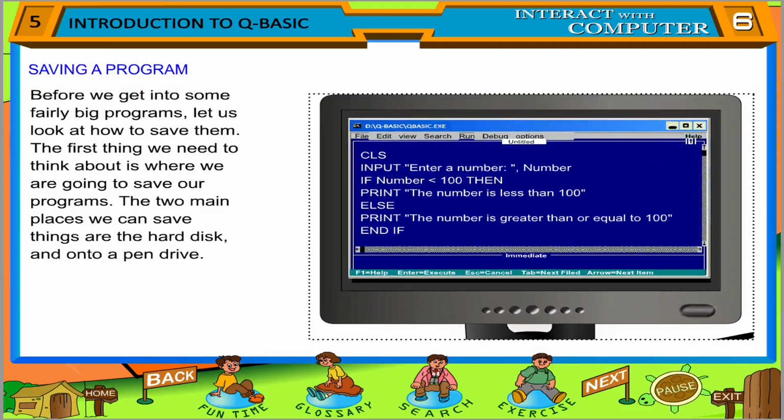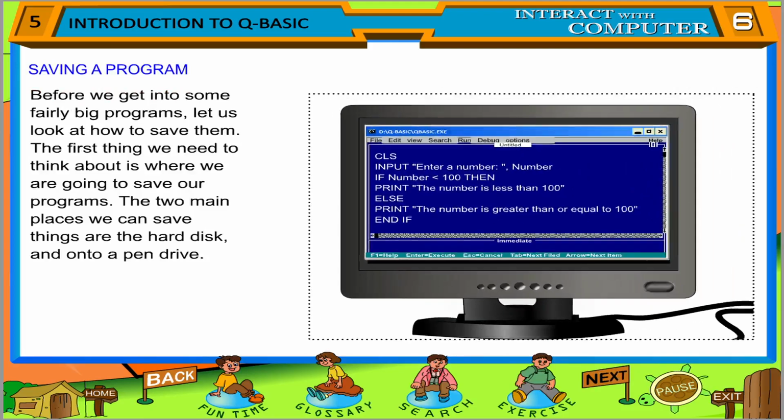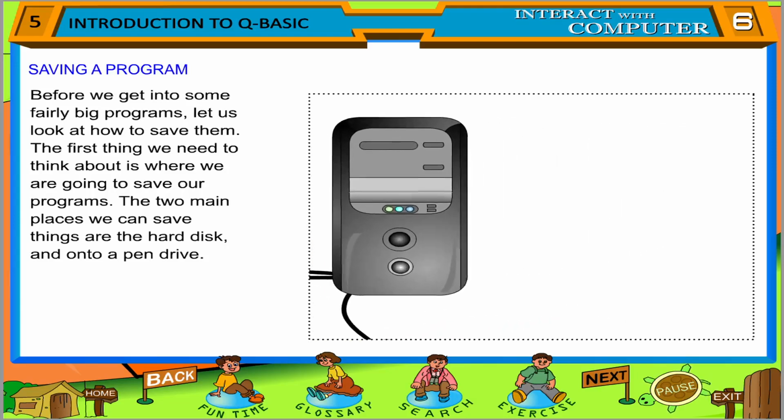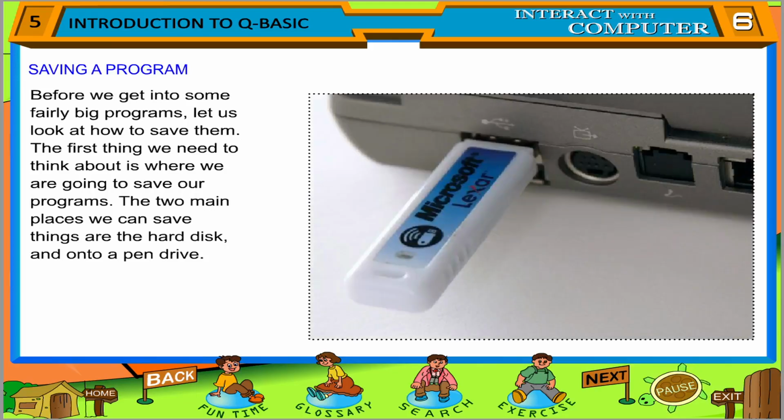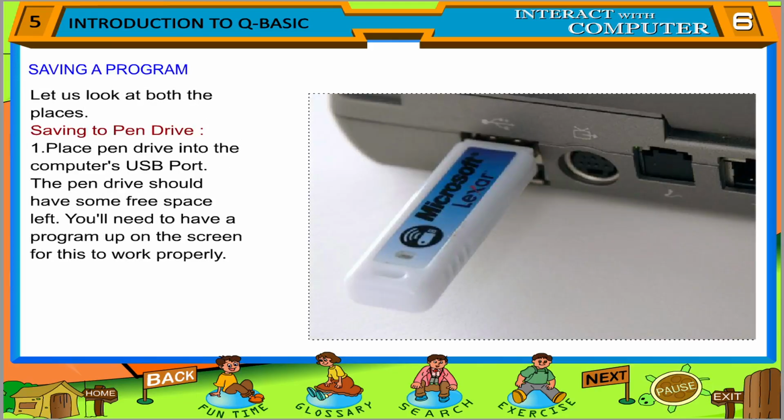Saving a program. Before we get into some fairly big programs, let us look at how to save them. The first thing we need to think about is where we are going to save our program. The two main places we can save things are the hard disk and onto a pen drive. Let us look at both the places.